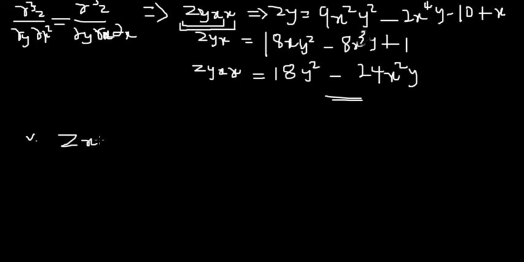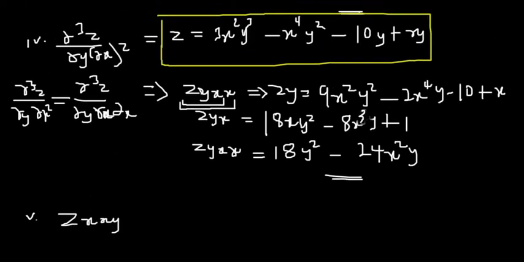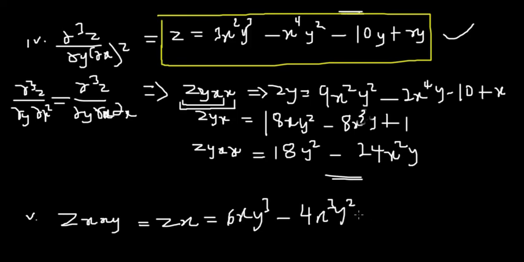So you have z_xxy. Now let's look at the main question. Now this is the main question. So we are partially differentiating from here, taking the partial derivative of z with respect to xxy. So let's first take the z_x. When you take the z_x, you end up with 6xy cubed, then we have 4x cubed y squared, and then this goes to 0, and then we have plus y. That's the first step.